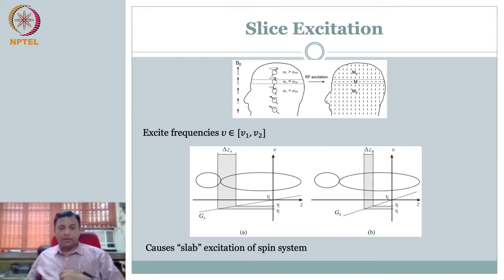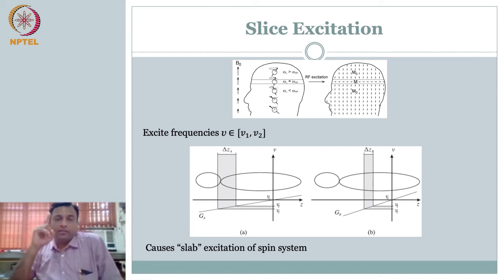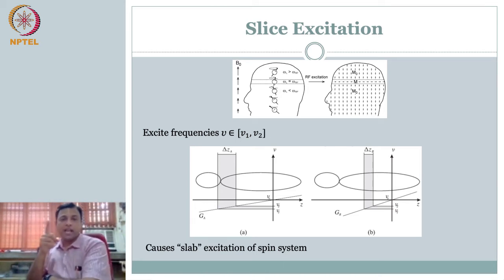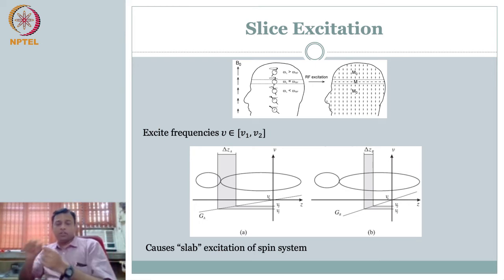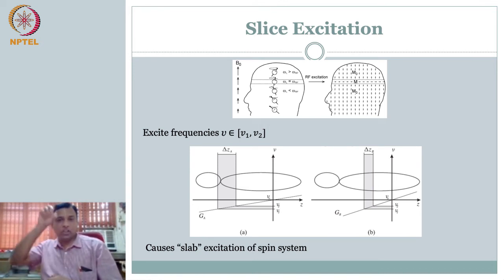Let's think through this a little bit. What are the parameters that I have? Of course, ideally speaking, I have only one perfect single frequency to excite. But if I excite with a small range, frequency 1, frequency 2, there is a small bandwidth. It is not a perfect sinusoid at one particular frequency. We are going to have a small bandwidth. Then what happens?